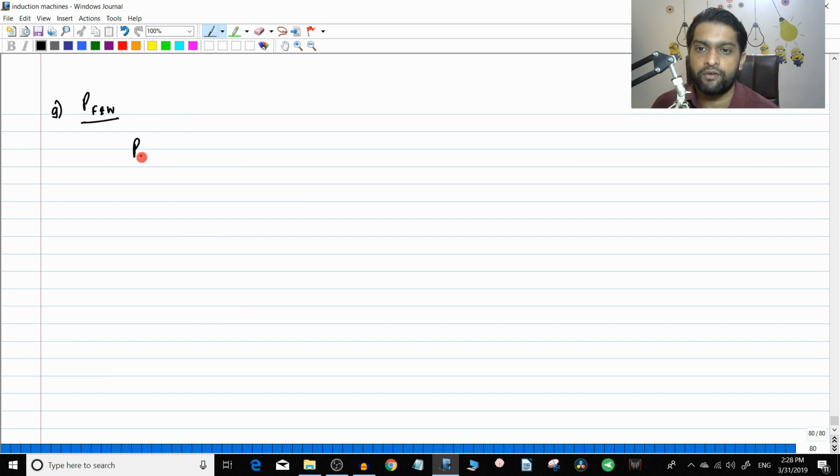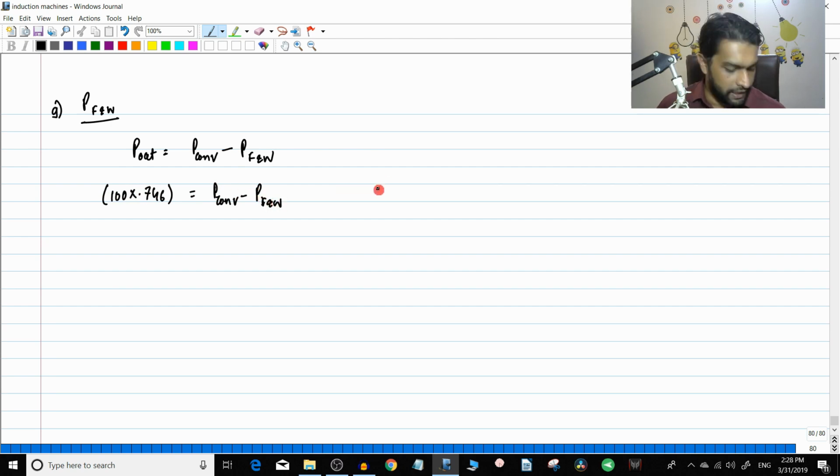So you know one formula: P output is equal to P converted minus friction and windage losses. Right. So the P output you already know, that value is equal to 100 into 0.746. That will be equal to P converted minus friction and windage losses. So how to find the P converted value?